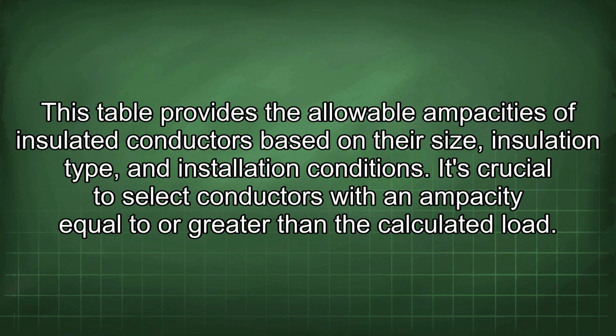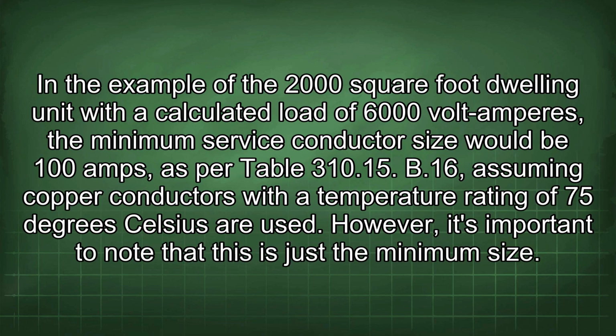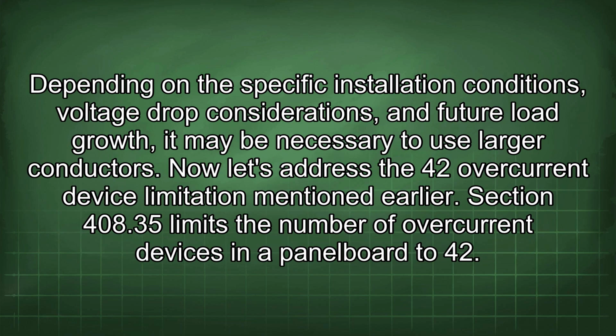It's crucial to select conductors with an ampacity equal to or greater than the calculated load. In the example of the 2,000 square foot dwelling unit with a calculated load of 6,000 volt-amperes, the minimum service conductor size would be 100 amps, as per Table 310.15.B16, assuming copper conductors with a temperature rating of 75 degrees Celsius are used. However, it's important to note that this is just the minimum size. Depending on the specific installation conditions, voltage drop considerations, and future load growth, it may be necessary to use larger conductors.